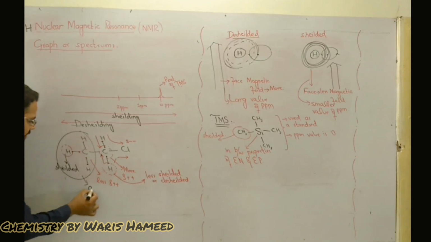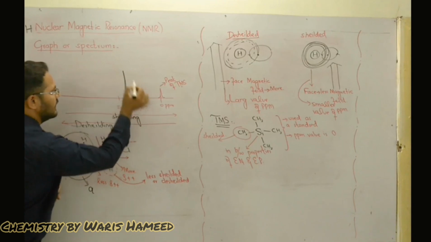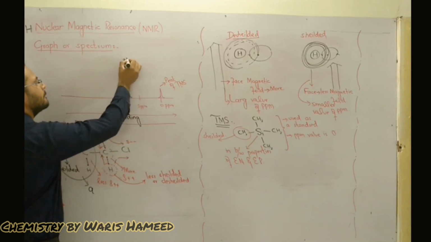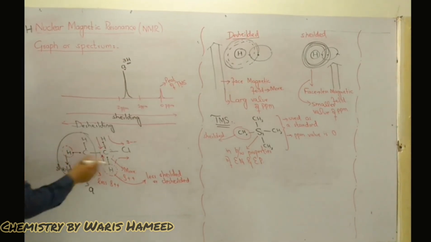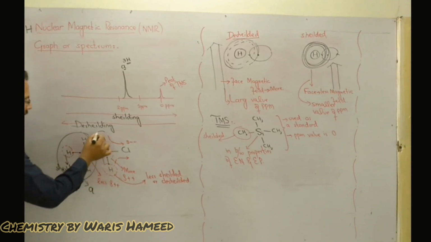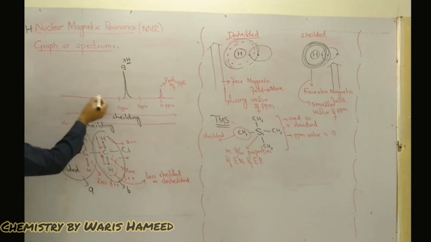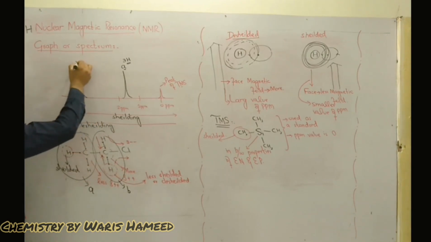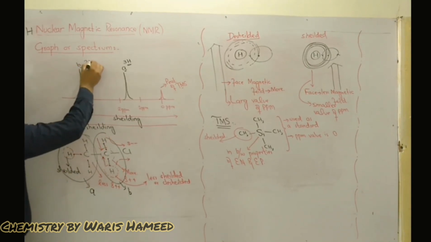If I term them as A and its peak is here, then these are 3 protons. Their signal will be after the TMS, and next there will be proton B. Suppose their ppm value is here, then their signal will be here, B, and these are 2 protons.